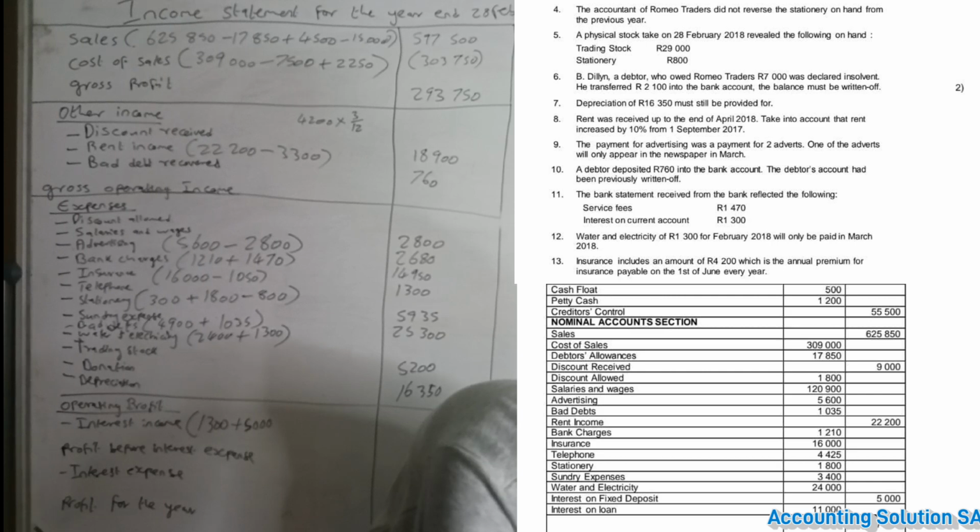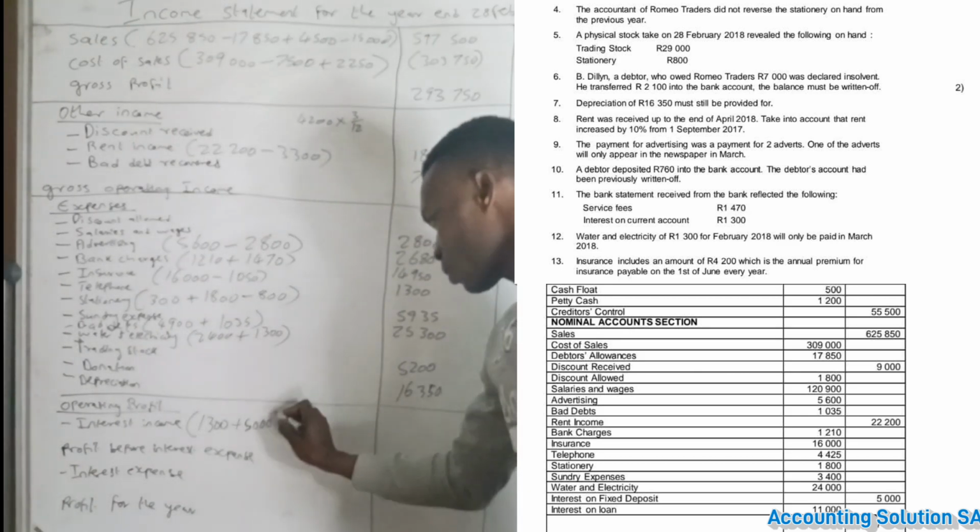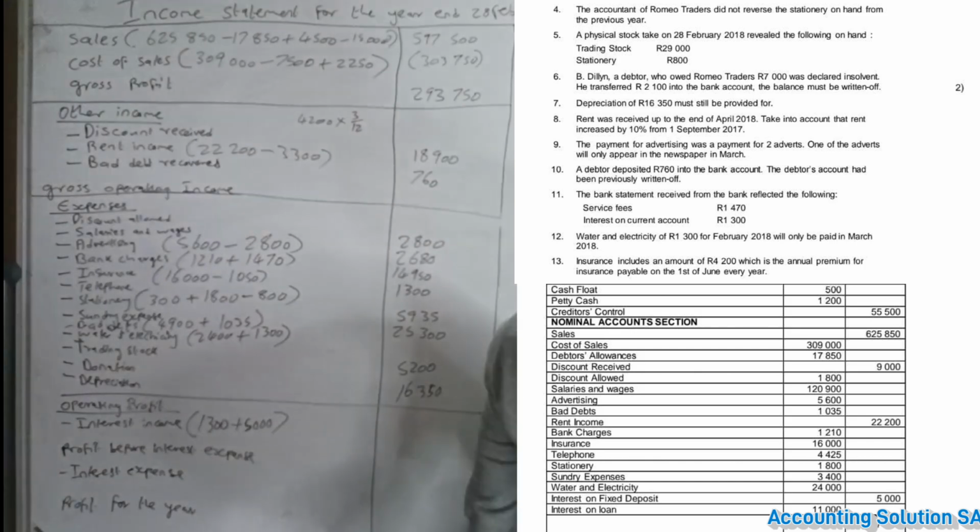Okay, then let's proceed. This is the last transaction that we have. Interest on loan of 11,000, we have to record it here, which means that here we have to calculate a balance.